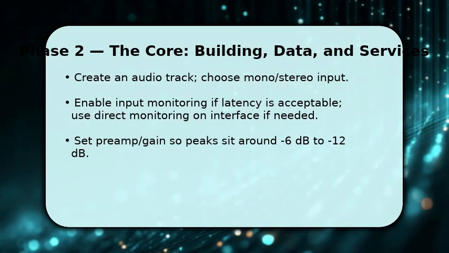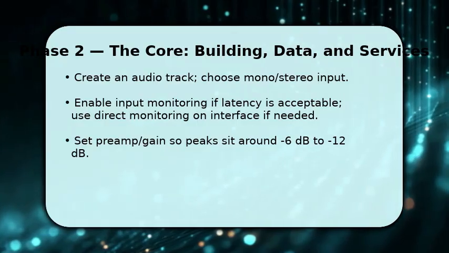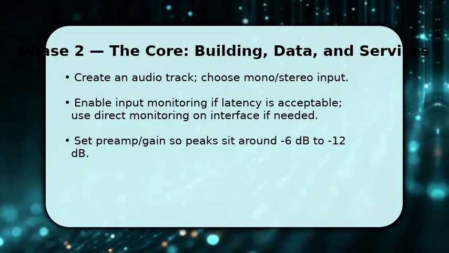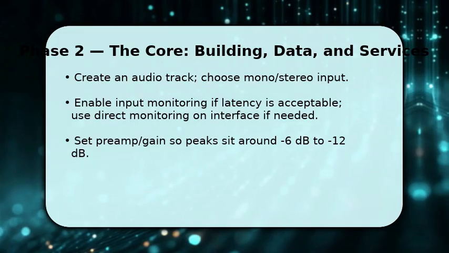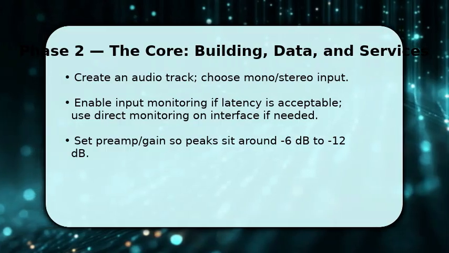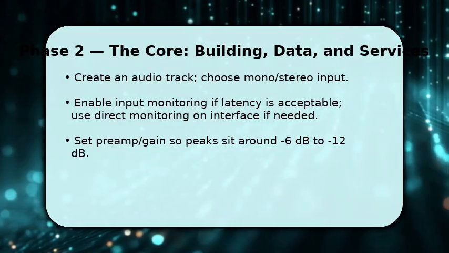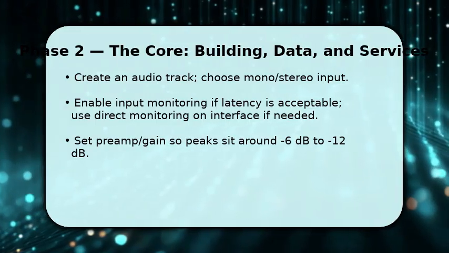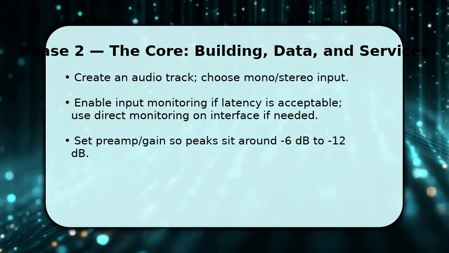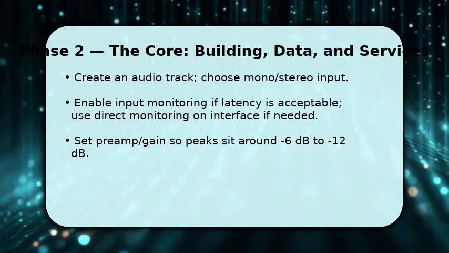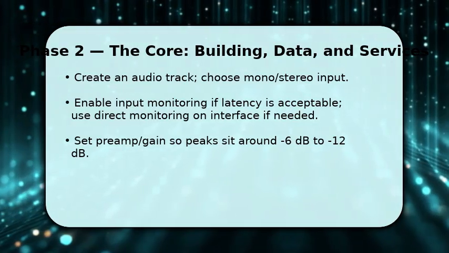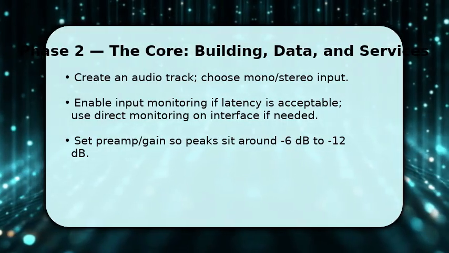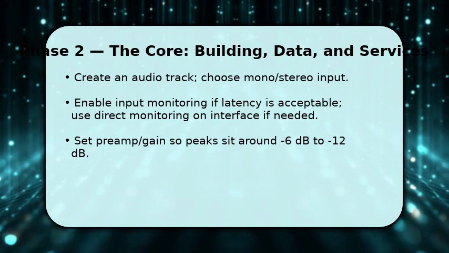Now set up the track and signal chain so the recording captures what you intend. Create an audio track and assign the exact input channel from your interface, choosing mono for vocal or mono instruments. Enable input monitoring in BandLab only if latency is comfortable. Otherwise, use your interface's direct monitoring. Adjust gain so peaks land around -6 to -12 decibels. This gives headroom for processing. Also choose a low latency buffer if you must monitor with effects.